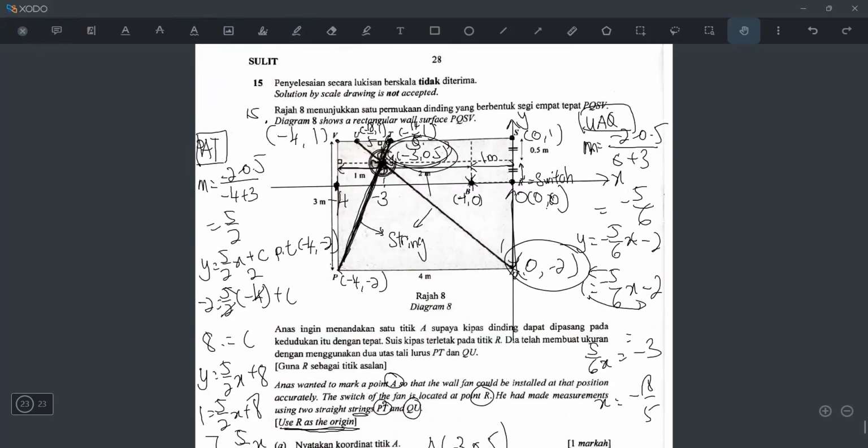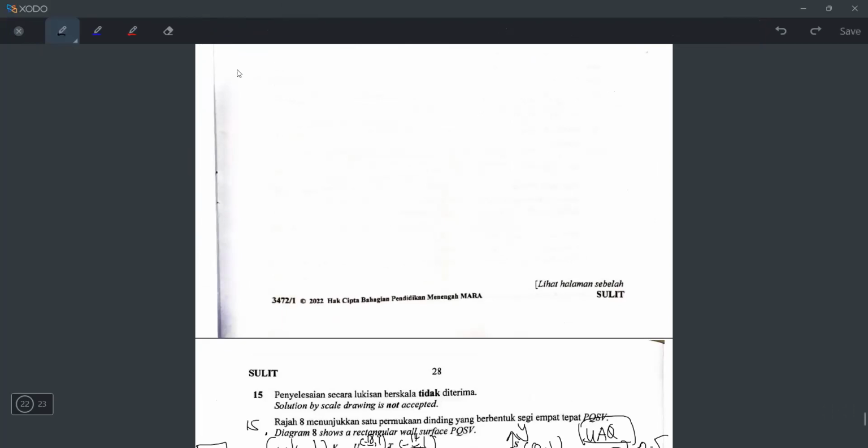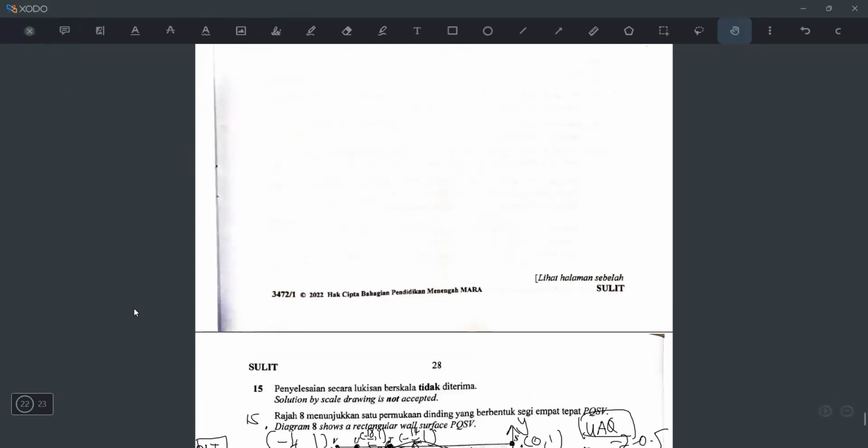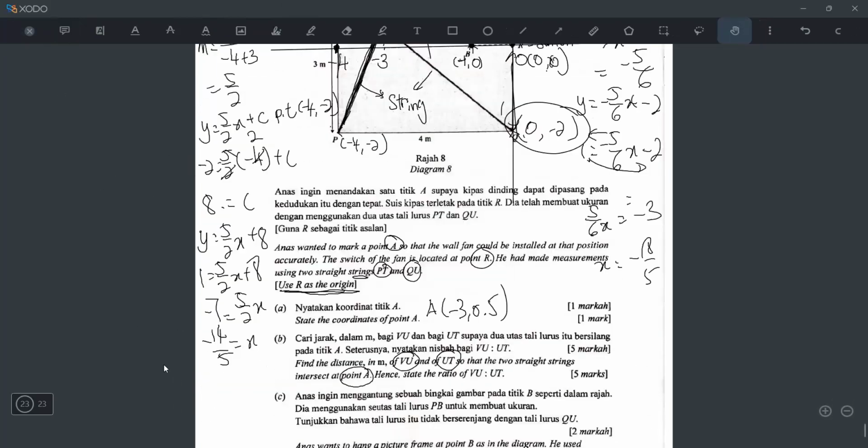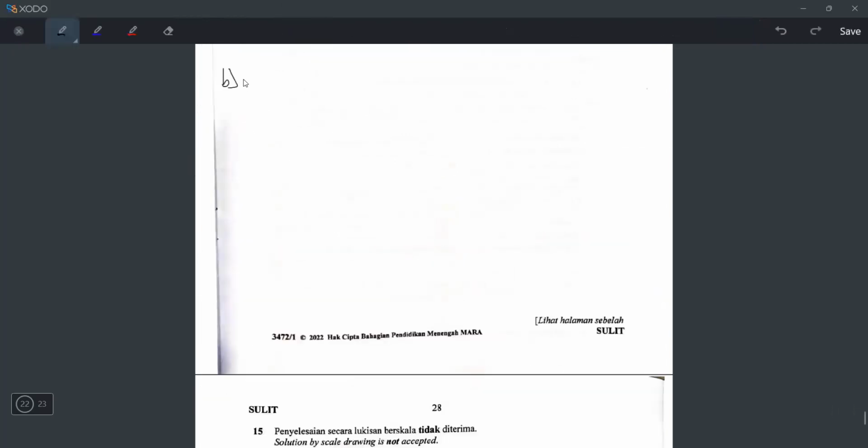I think I'll do it here. Okay. So let's do it here. Working for B, they want the distance of VU and distance for UT.